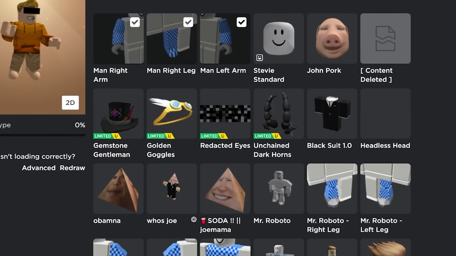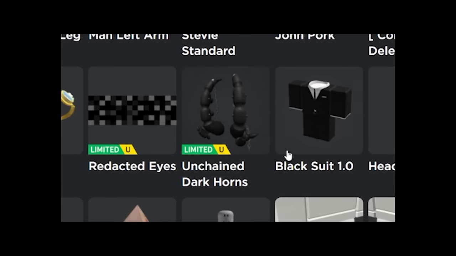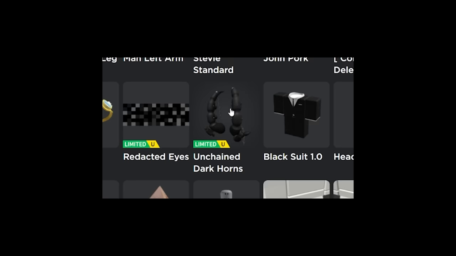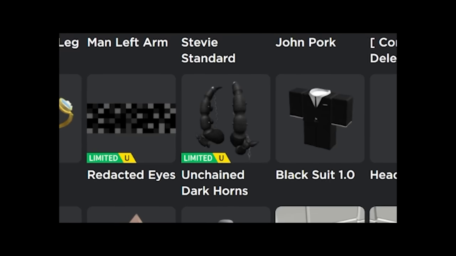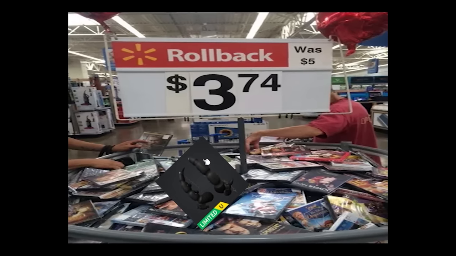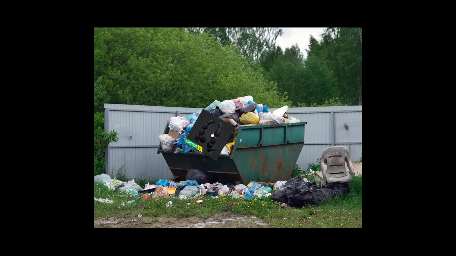The very first thing I bought was the Unchained Dark Horns. You're probably wondering, why did you buy this? This looks like a girly, weird item. And you're right, it is a weird girly item that I would never in a million years wear. The only reason I have this is because it was the only limited I could get my hands on. Beggars can't be choosers. I had to get what I could grab.